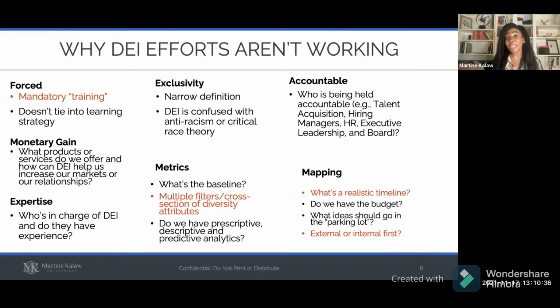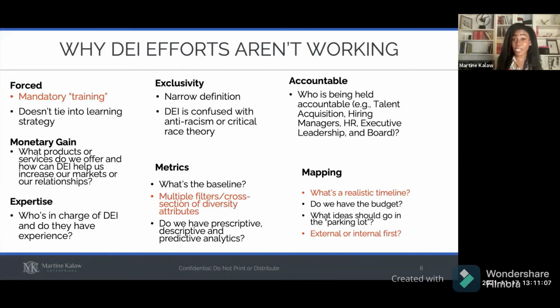Accountable. Who is being held accountable? When we build out DEI programs and initiatives, what some organizations don't do enough of, or can do more of, is identifying specifically who is going to be held accountable. We're doing all this stuff, but who is responsible for making sure that we're actually implementing it and that we're hitting our targets?